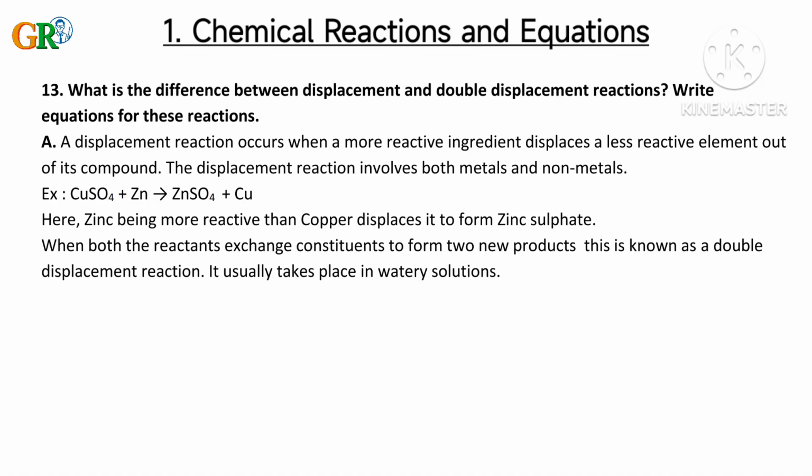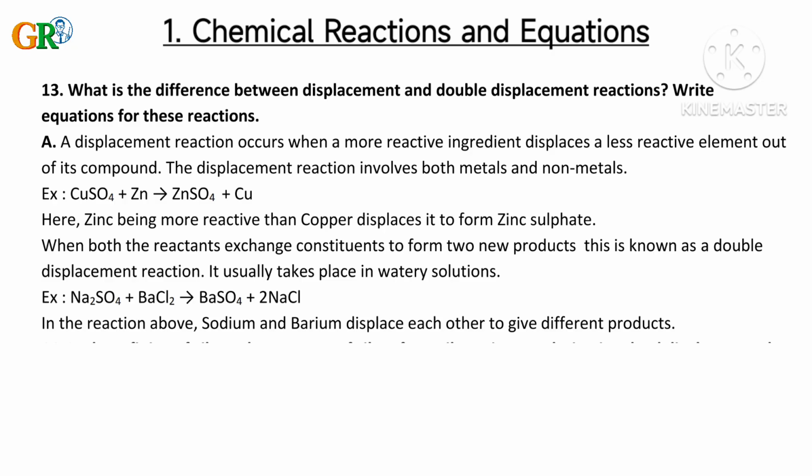When both the reactants exchange constituents to form two new products, this is known as a double displacement reaction. It usually takes place in watery solutions. Example, Na2SO4 plus BaCl2 gives rise to BaSO4 plus 2NaCl. In the reaction above, sodium and barium displace each other to give different products.